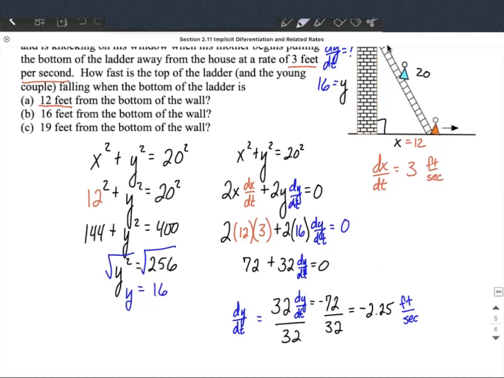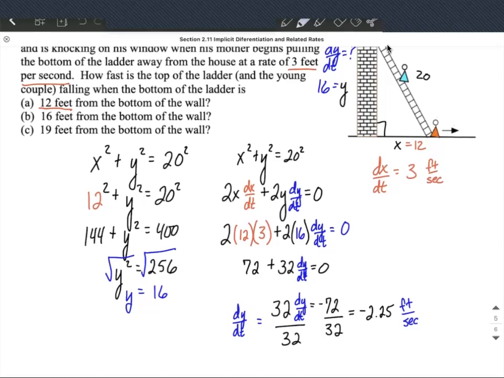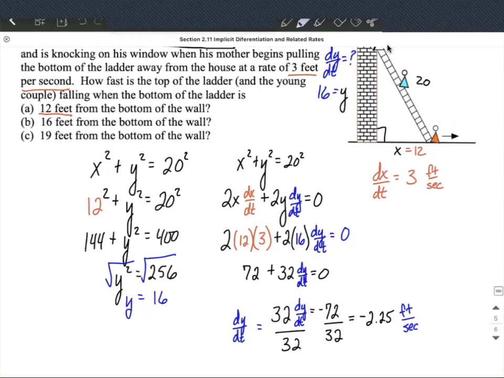So if you can follow what we just did in part A with the ladder 12 feet from the bottom of the wall, you could repeat this with 16 feet in for that x and 19 feet in for the x for part C. I hope this helps out. That Pythagorean theorem, a squared plus b squared equals c squared, comes up a bunch in these types of problems.